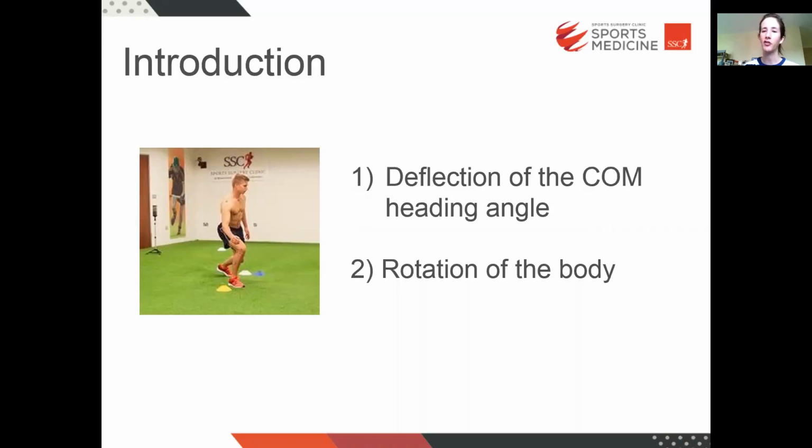This type of change of direction maneuver involves two components fundamentally: deflection of the center of mass heading angle, which is changing the direction that the center of mass is traveling in, and rotating the body to reorient it towards the new direction of travel.